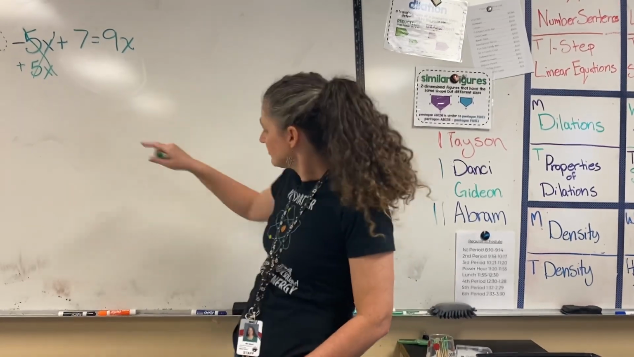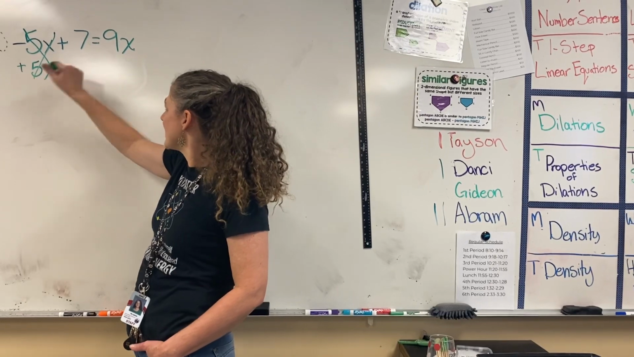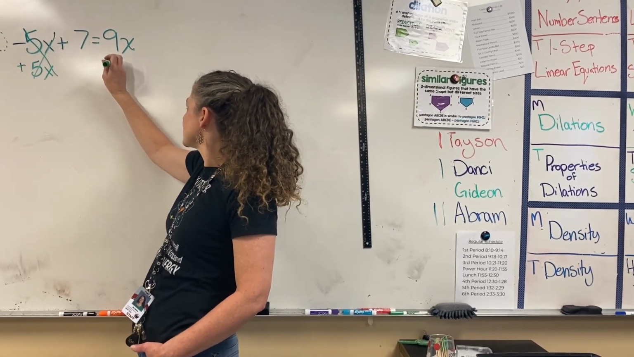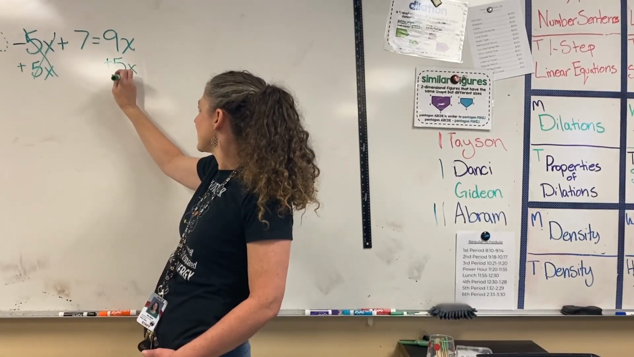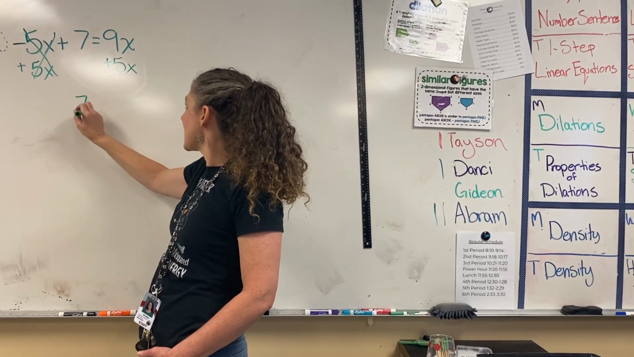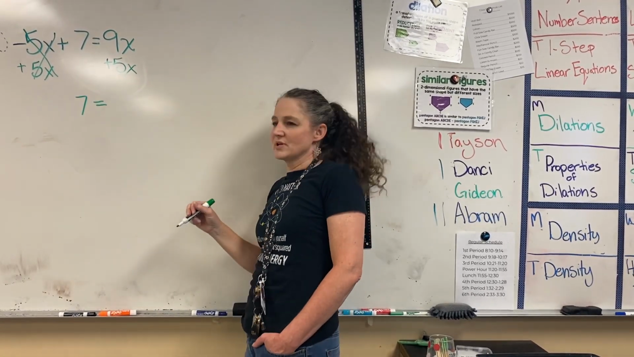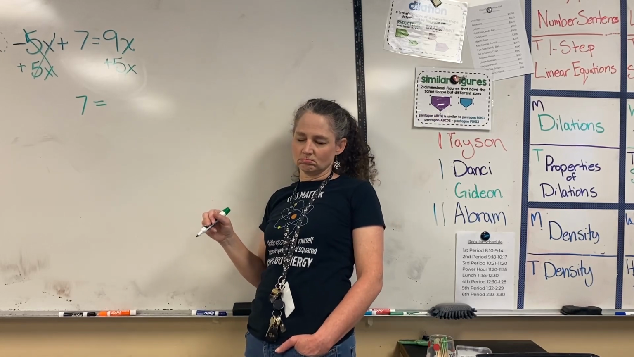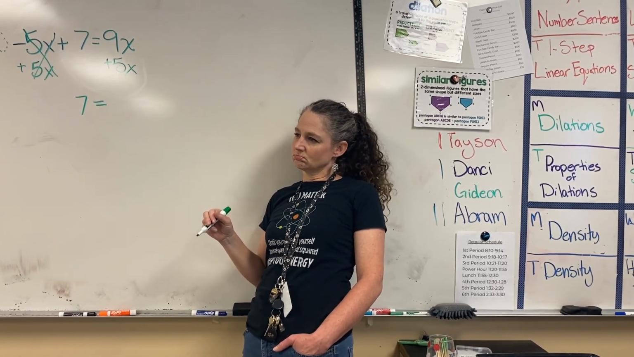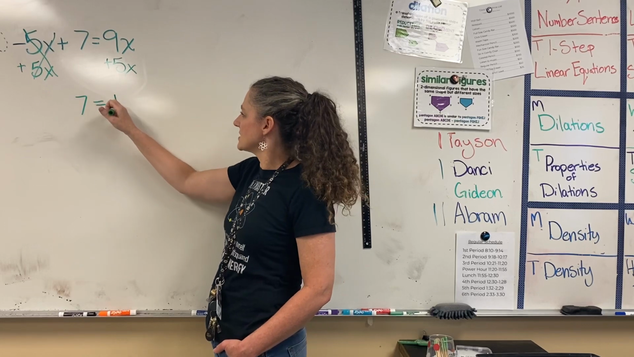But if I do it to this side, I have to do it to this side. 9x plus 5x. So then we have 7 equals, what's 9 plus 5? 9 plus 5 is 14. 7 equals 14x.